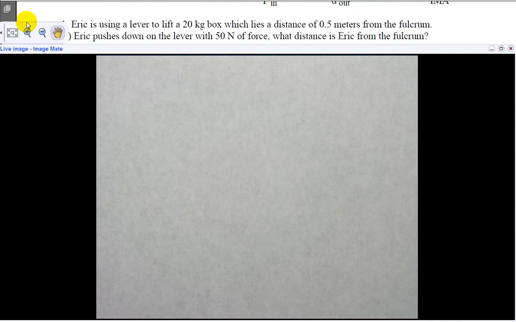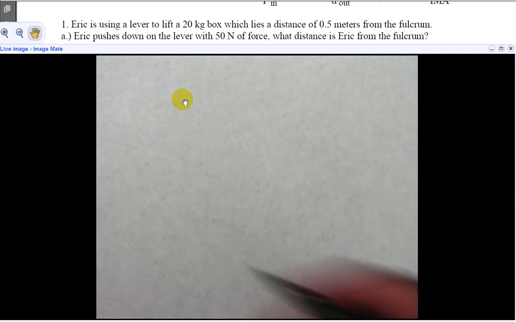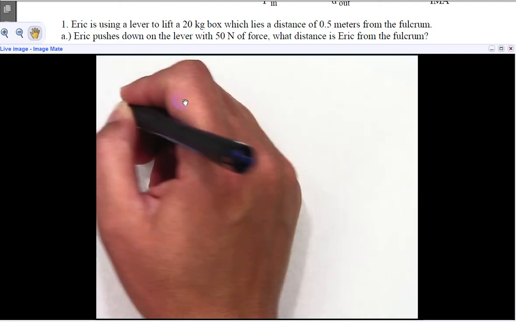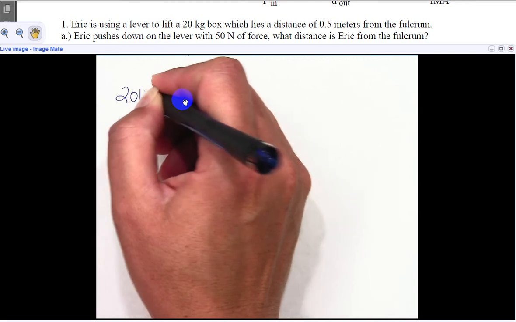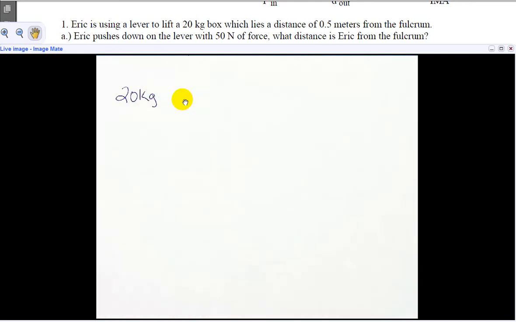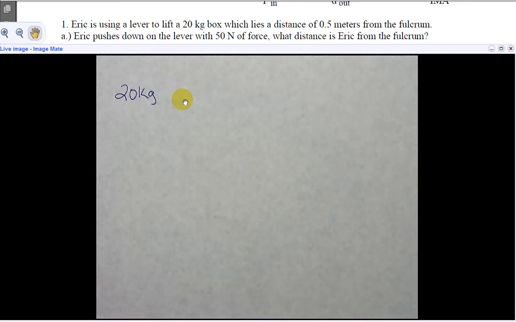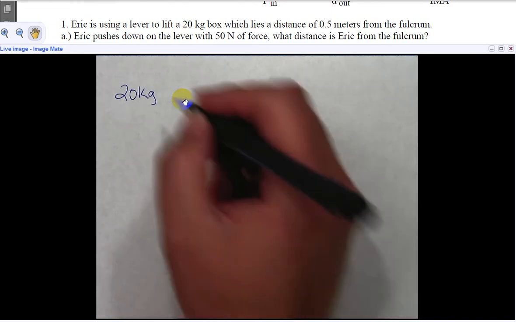Eric is using a lever to lift a 20-kilogram box, which lies a distance of 0.5 meters from the fulcrum. Eric pushes down on the lever with 50 newtons of force. What distance is Eric from the fulcrum? So first we need to look at this 20-kilogram box. 20 kilograms is a mass, not a force. So I've got to convert this into force.